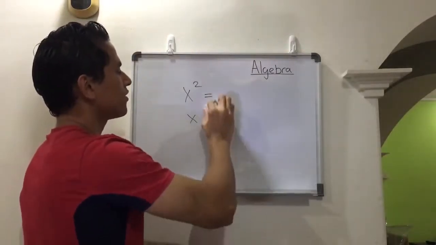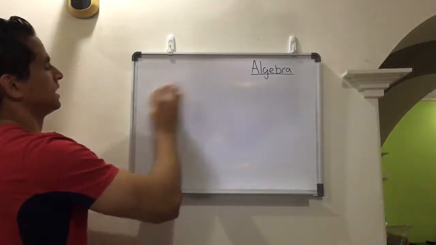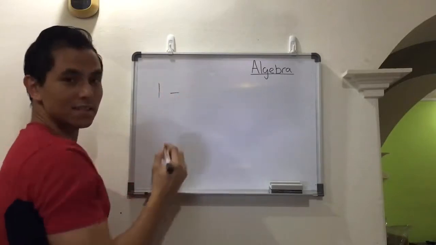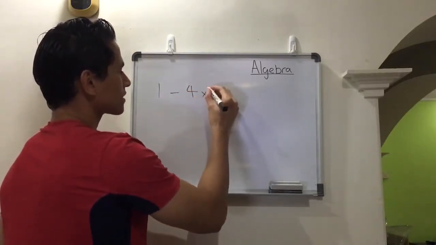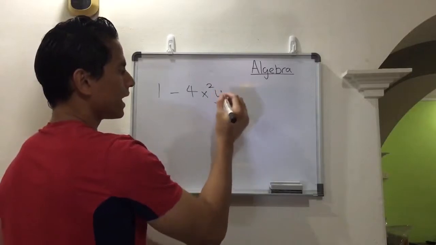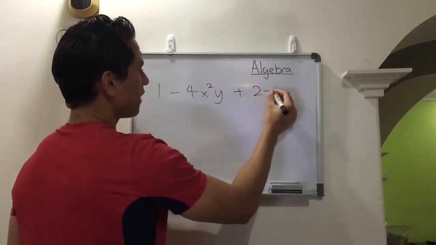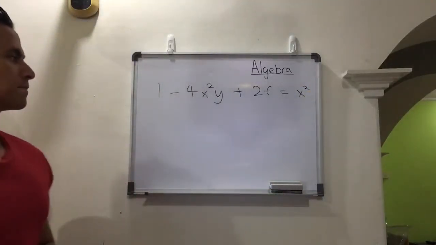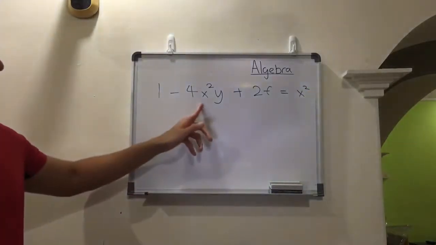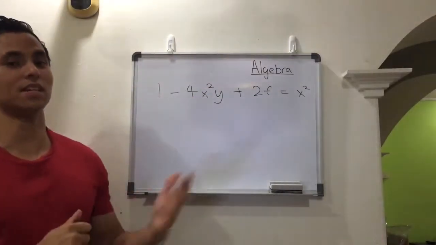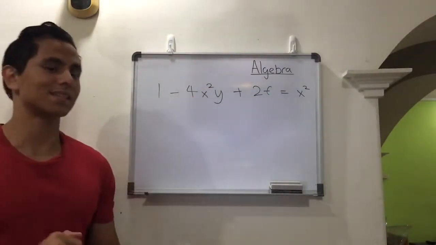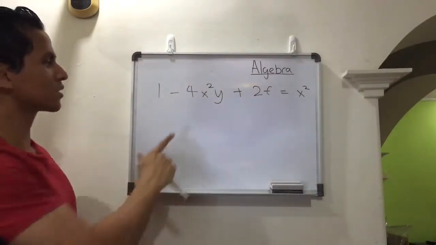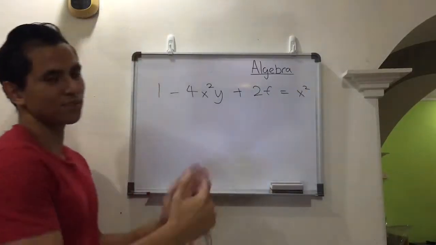So now, to carry on and use this knowledge, let's see. Suppose we are faced with this question. 1 minus 4x squared y plus 2f equals x squared. Okay. So the first thing I notice is that it is x squared, right? As I said earlier, this will be an x squared example. But there's also another thing we have to take note of, which is that over here, there's also another x squared. So there's x squared here and here, on both sides of the equation.